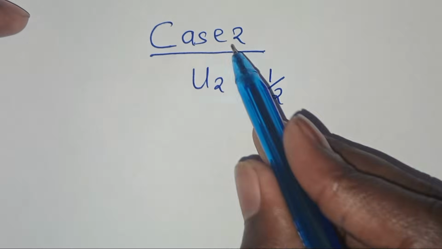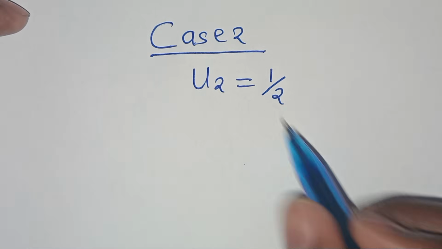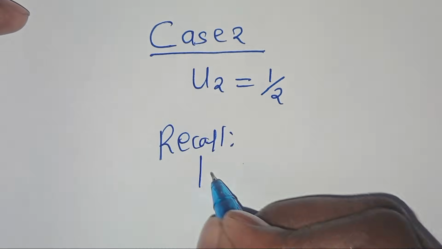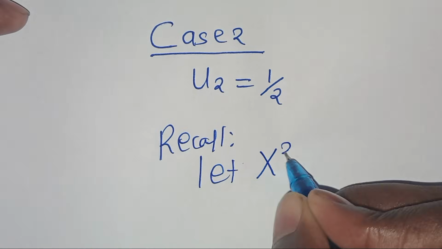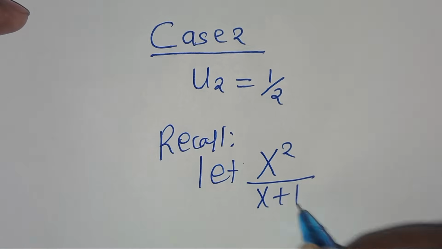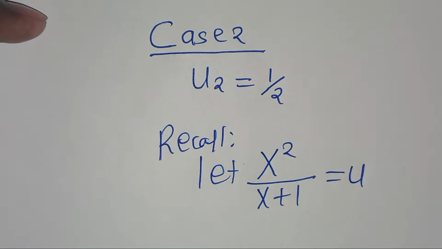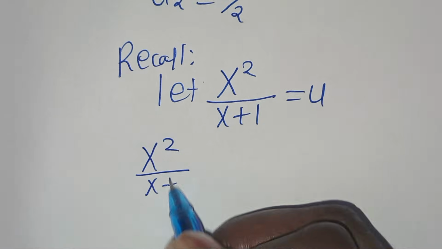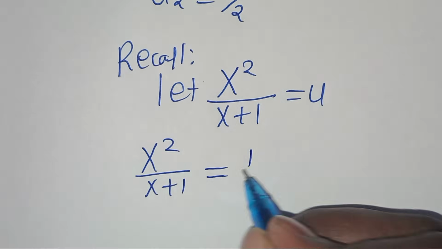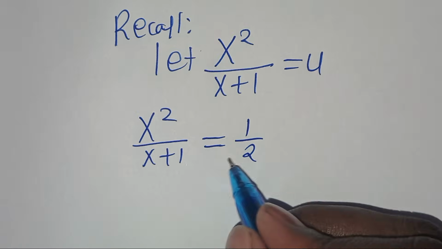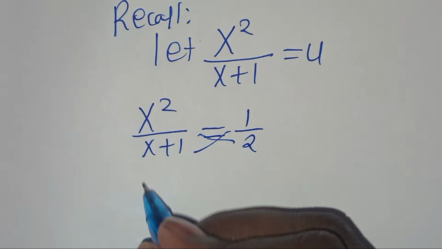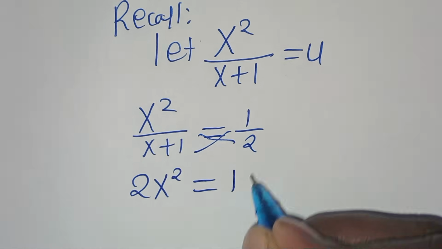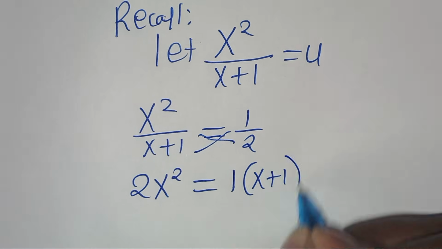In case 2, we have u2 is equal to a half. And if you recall, we said that we let x to the power of 2 divided by x plus 1 be equal to u. So we have x squared over x plus 1 equal to u, which is a half. Now let's cross multiply from here, so that we have 2 times x squared equal to 1 times x plus 1.